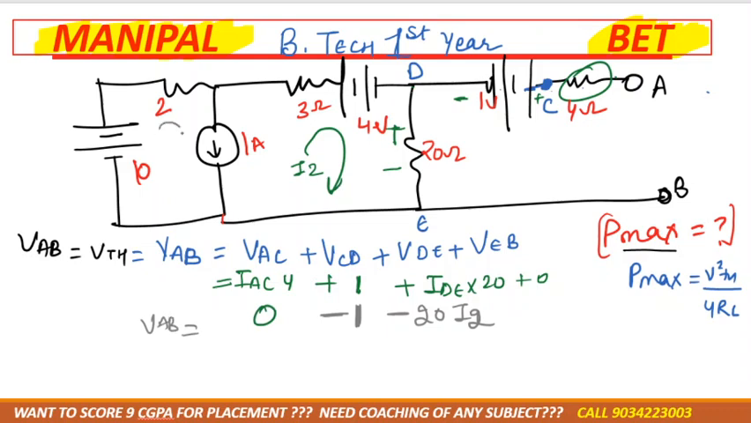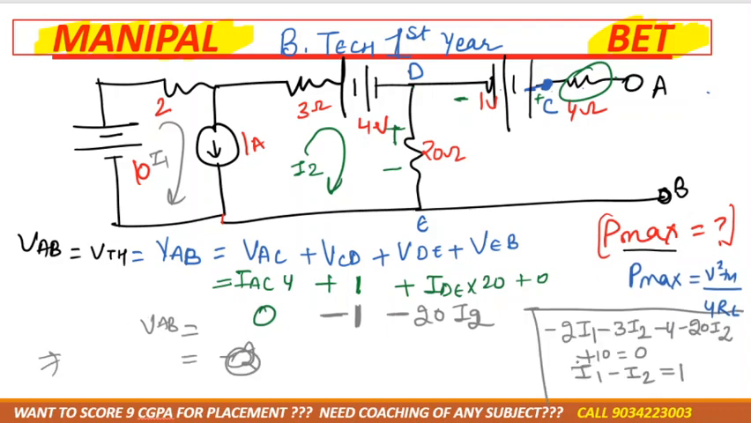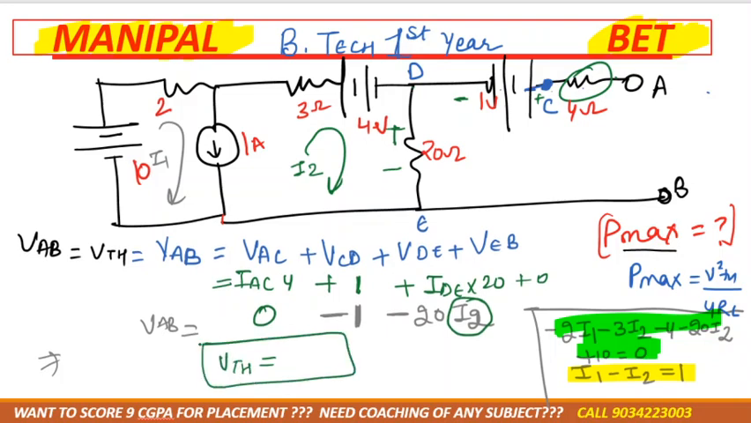Now for getting I2, we need to calculate I1 and I2 by using mesh analysis. Now tell me the two equations for the mesh. Now see, these are the two mesh equations. This one is first, and then we'll have the current source. After solving, we'll get the values for I1 and I2. Yes or no? So after solving, we'll get I2. We can substitute it here. Then after substituting, we'll get the value for VTH, right?